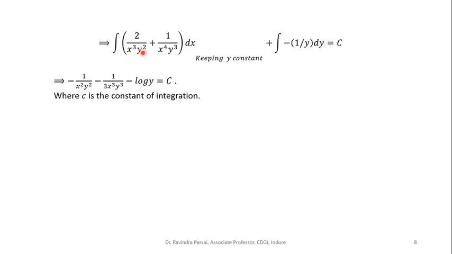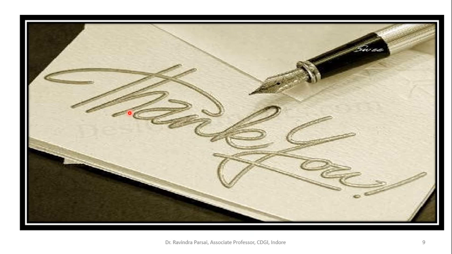The integral of the first term with respect to x: the power of x goes to the numerator, so it becomes x to the power -3; add 1 and divide by -2, so the 2 cancels, and the integration of the first term comes to -1 upon x square y square. Similarly, integrate the second term: x to the power -4, add 1 gives -3, and dividing by -3, the integration of this term is -1 upon 3x cube y cube. And the integration of 1 upon y with respect to y is log y, so minus log y equals c, where c is the constant of integration. Thank you very much.